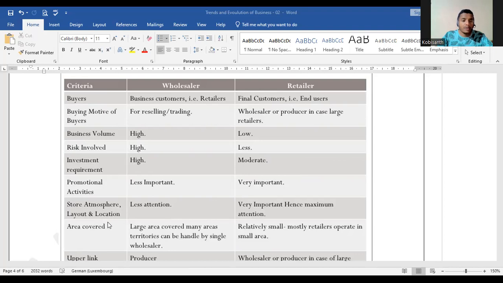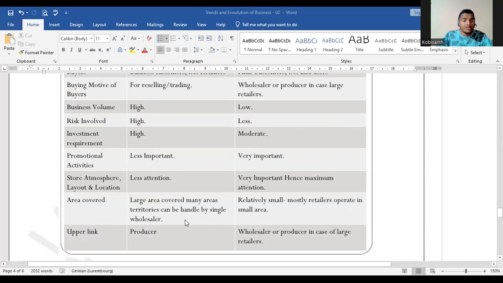Store atmosphere, layout, and location get less attention in wholesale. When you go to a wholesale shop, probably you might not see a well organized, properly maintained place. I'm not saying that there are no businesses which do it that way, but the majority of the businesses do not have a proper kind of outlay. But as a retailer, it's really important to maintain a professional way of handling things. So you have to give enough attention.